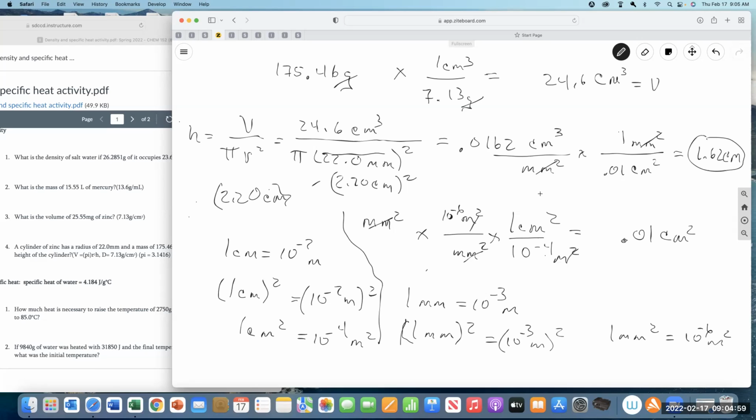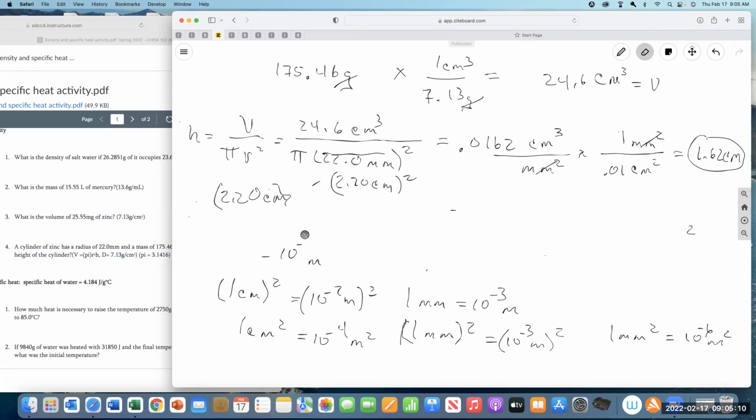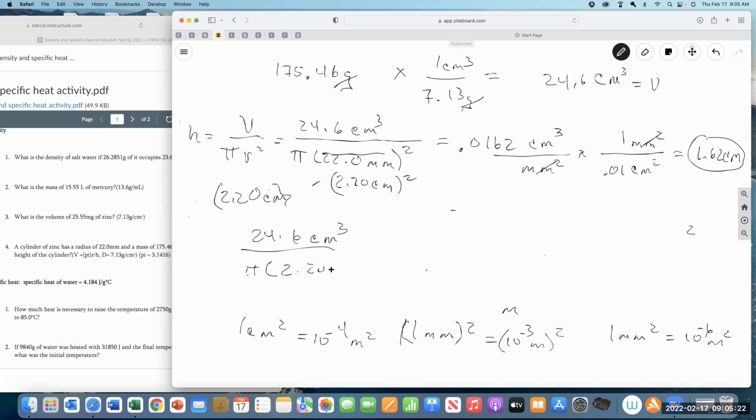Do you mind quickly showing us that? Because that times pi gives me 15.2 centimeters squared, right? That's exactly what I got, 15.2 on the bottom. But that's not the final answer. So if you do this, you go 24.6 centimeters cubed over pi times 2.20 centimeters squared.